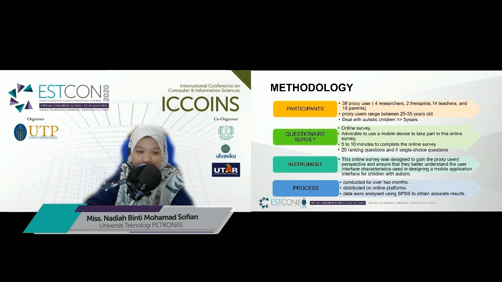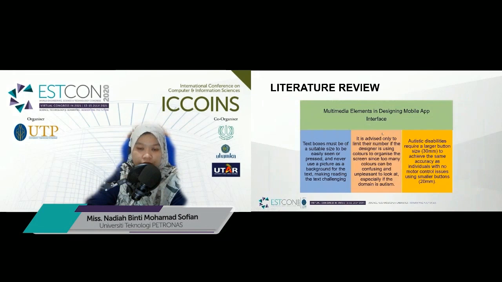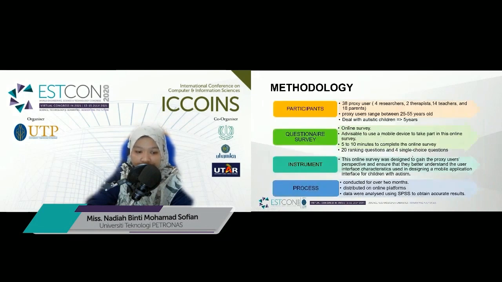Next is the questionnaire and survey. The participant was asked to take part in a user interface design for children with autism online survey. The participants are advisable to use a mobile device to take part in this online survey. It takes 5 to 10 minutes to complete the online survey, and 20 ranking questions and 4 single choice questions are in this online survey. This online survey was designed to gain the proxy users' perspective and ensure that they understand the user interface characteristic used in designing a mobile application interface for children with autism. This online survey has been conducted for over 2 months and distributed on online platforms, and the data were analyzed using SPSS to obtain accurate result.